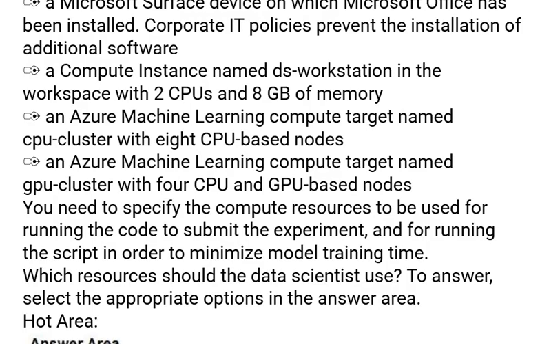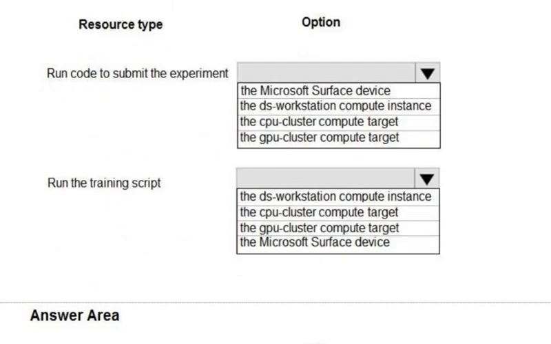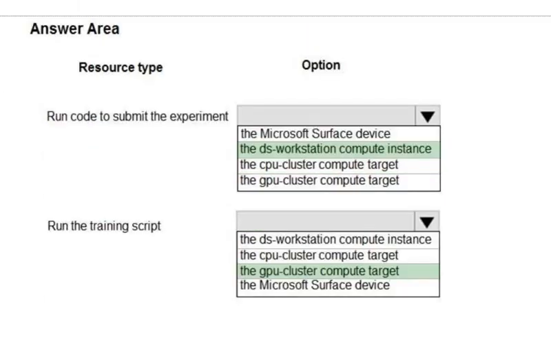You need to specify the compute resources to be used for running the code to submit the experiment and for running the script in order to minimize model training time. Which resources should the data scientist use? To answer, select the appropriate options in the answer area. Please see this section. And this is the correct answer.